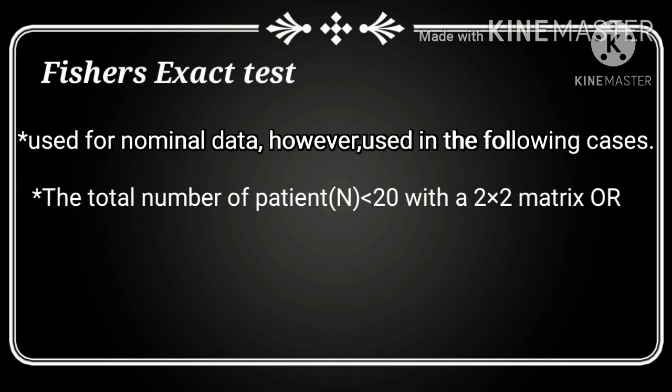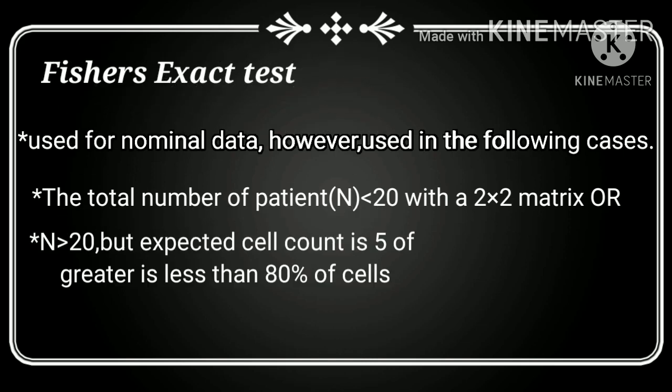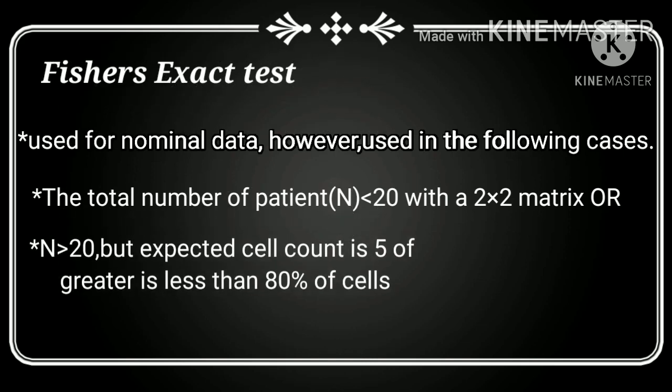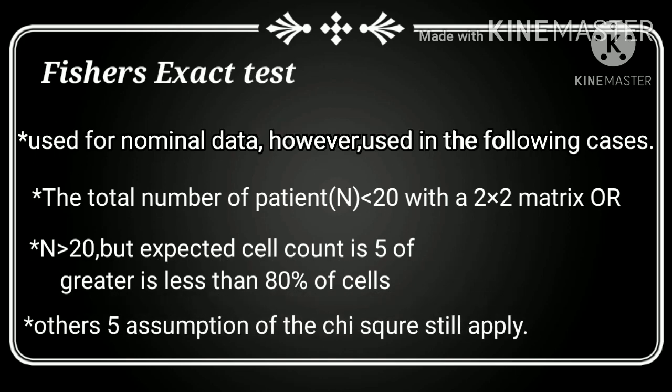Fisher's exact test is used for nominal data, however, it is used in the following cases: the total number of patients n is less than 20 with a 2x2 matrix, or n is greater than 20 but the expected cell count of 5 or greater is in less than 80% of cells. Otherwise, the assumptions of the chi-square still apply.